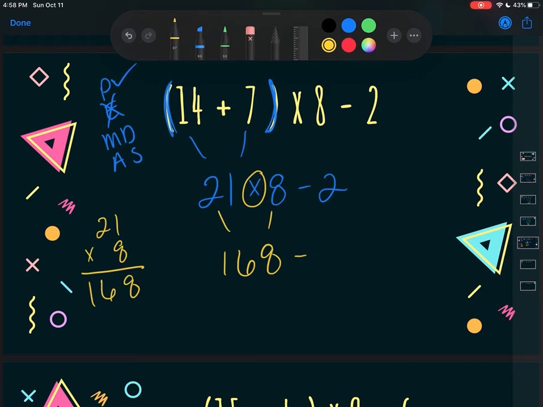End up with 168. So we got 168 minus 2 is our final step. 168 minus 2 would be 166. So 166 would be my final answer.